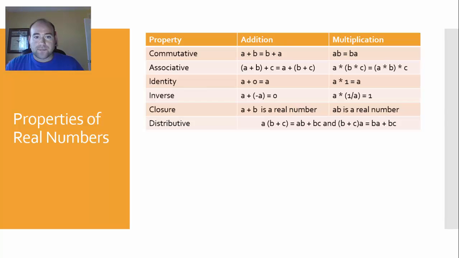All right, the third row is the identity. For addition, that number is 0, is the identity for addition, which means it's the number that when you add it to anything, you don't change the value.